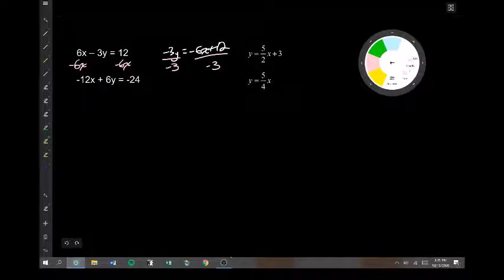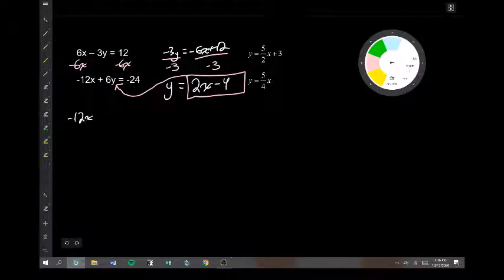I have to divide everything by negative 3. Everything is divided by negative 3. So that becomes 2x minus 4. Now I know that y is equal to 2x minus 4. Take that 2x minus 4 and plug it into the other equation. And this becomes negative 12x plus 6 times 2x minus 4, and that equals negative 24.